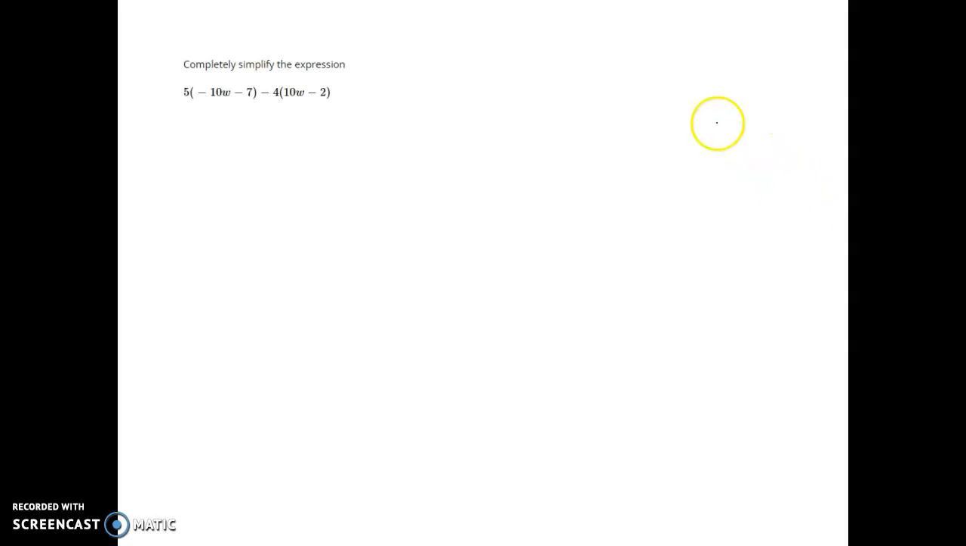Okay, on this one we want to completely simplify the expression. So we're going to be using PEMDAS. So please excuse my dear Aunt Sally, this is our order of operations. So first parentheses, well we can't combine those, they're not like terms. So can't combine those either, so we can go on to exponents, there are none.